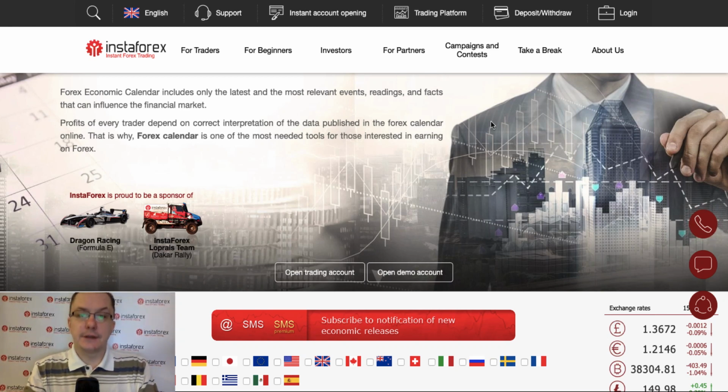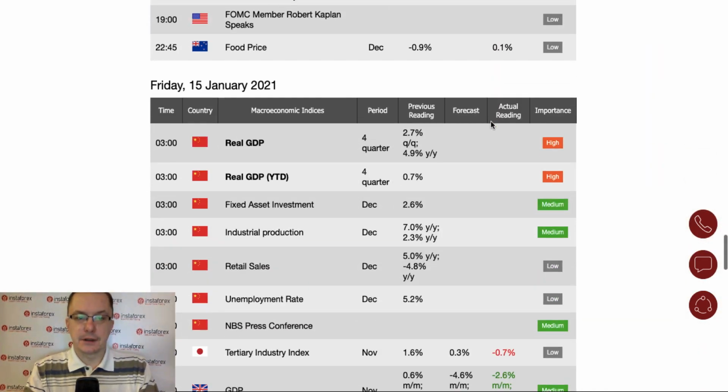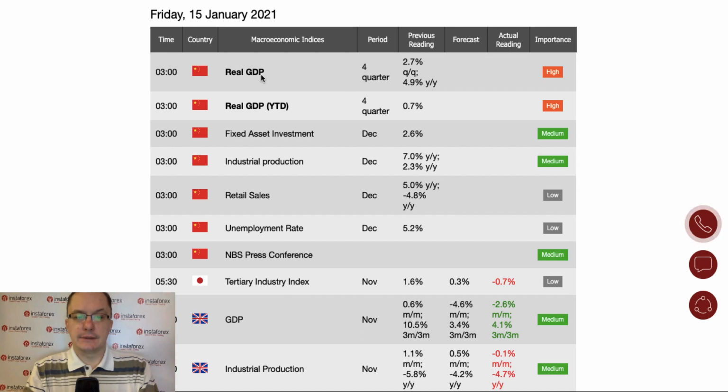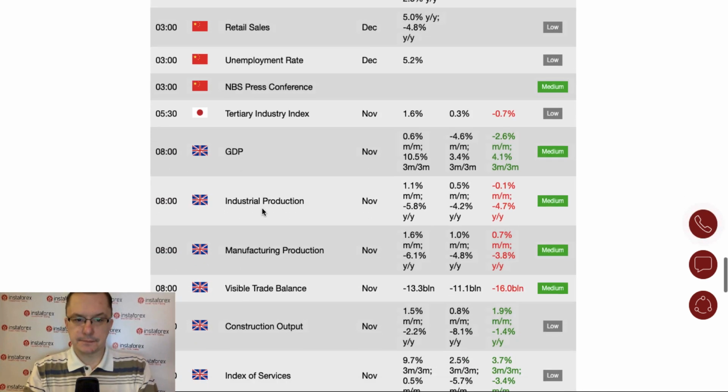Today is Friday, the 15th of January 2021. Let's take a look at the Forex calendar to see what is going on in the markets, and then of course we'll do some technical analysis. So let's just swipe down towards Friday. As you know, we got some data from China. They had been published already. Unfortunately, there is no actual reading, but we will take a look at the Australian dollar for sure to see what is going on here.